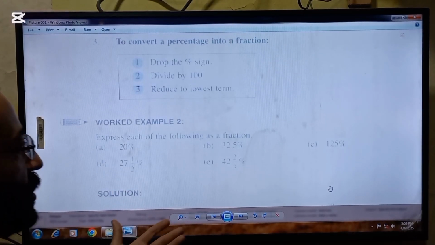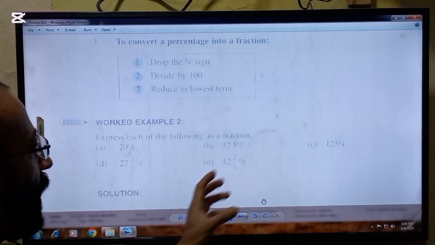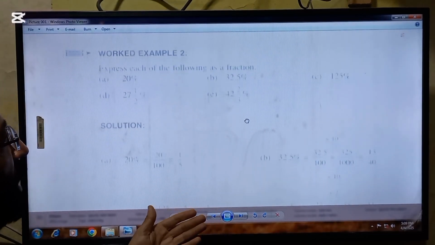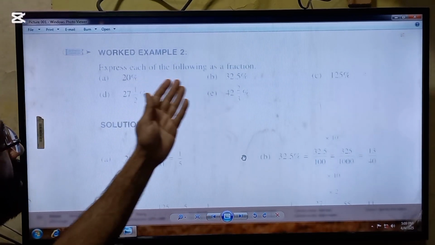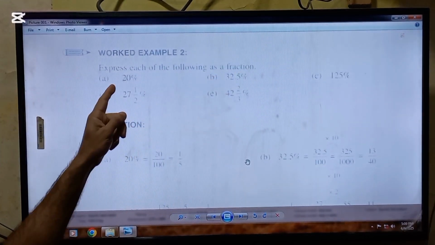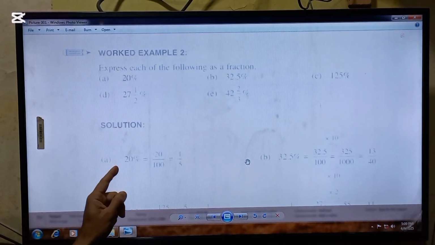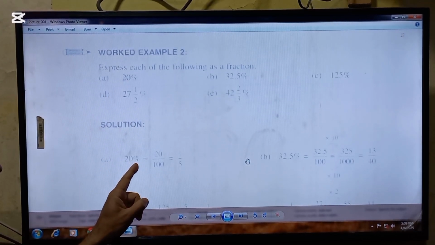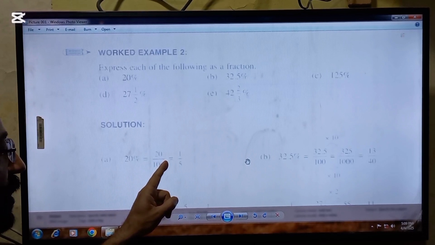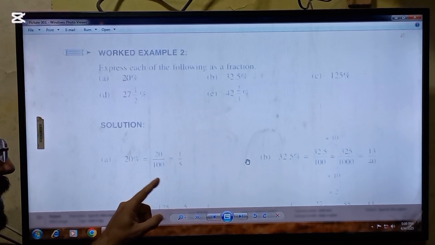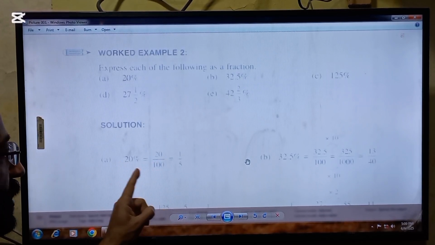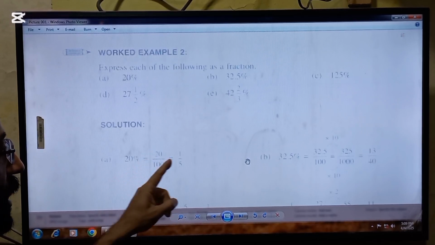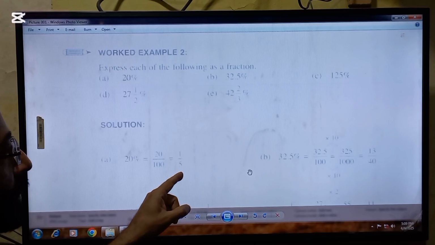So here are some questions, and if you look at all 5 parts, we have the percentages given and we are required to convert it as a fraction. So here is A part 20%. So 20% will be written as it is. Next step will be drop the percentage sign. Look here, we do not have the percentage sign now. Next step will be divide with 100, and the final step will be convert it to the lowest term. So this is the answer.